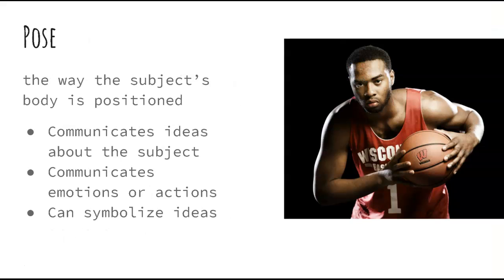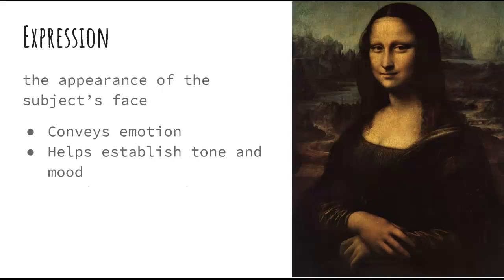Our next is pose. This is just the way the subject's body is positioned, all right? So this communicates a lot of ideas about the subject, such as emotions or actions, and again can symbolize ideas. If we look at this dude in our photo here, his pose suggests that he is ready for action. He is ready to go. He is leaning forward as if he's ready to start moving at any second. He's in a power stance. We've communicated a lot about who this person is and what's important to them just by the way the body is positioned.